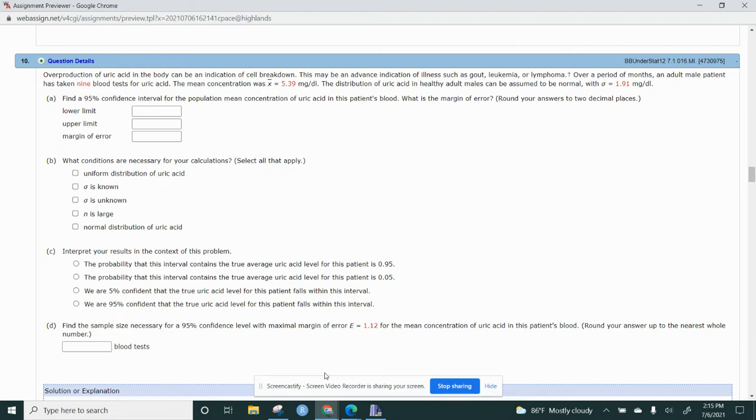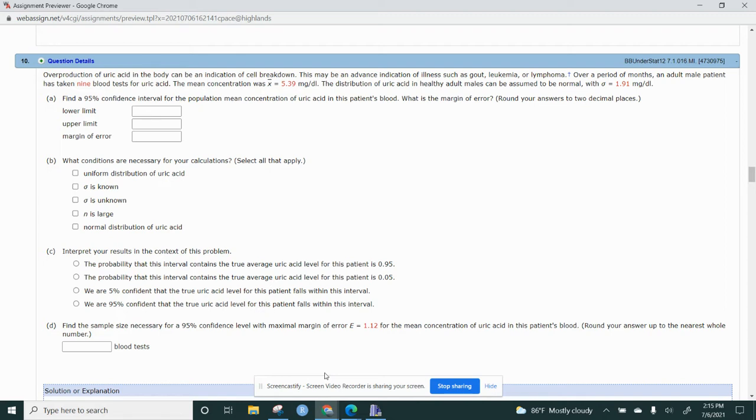All right, so overproduction of uric acid in the body can be an indication of cell breakdown. This may be an advanced inclusion of a disease like gout, leukemia, or lymphoma. Over a period of months, an adult male patient has taken 9 blood tests for uric acid. The mean concentration was 5.39 milligrams per deciliter. The distribution of uric acid in healthy adult males can be assumed to be normal with a population standard deviation of 1.91. That letter is the sigma, and that indicates in statistics the population standard deviation.